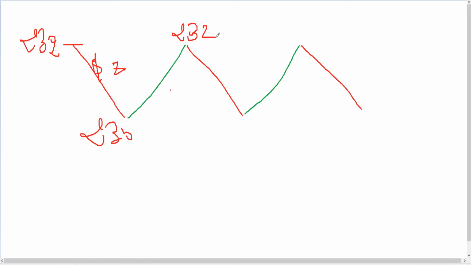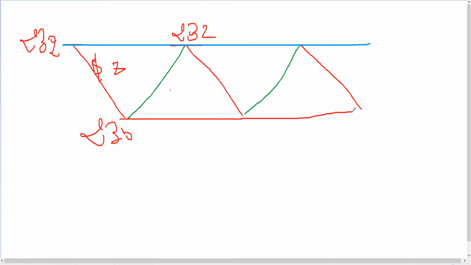232. I don't know why it is 232, but this 232 was like the resistance line of the day. And then we have a support line. It's nearly the same, because the close is 230. So this is the close.